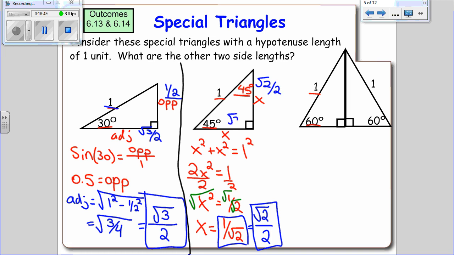So for our special triangle where the hypotenuse is 1 and the angle is 45, we end up getting root 2 over 2 as our two sides.